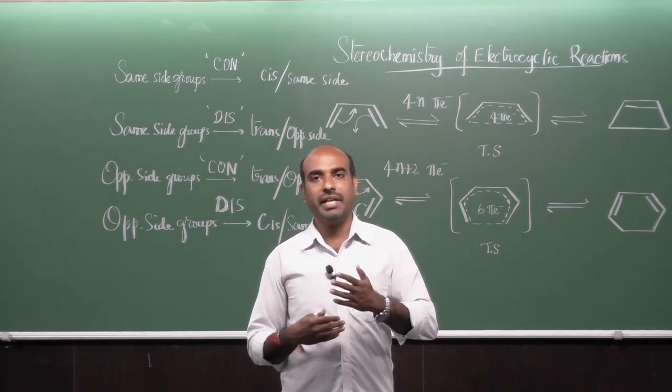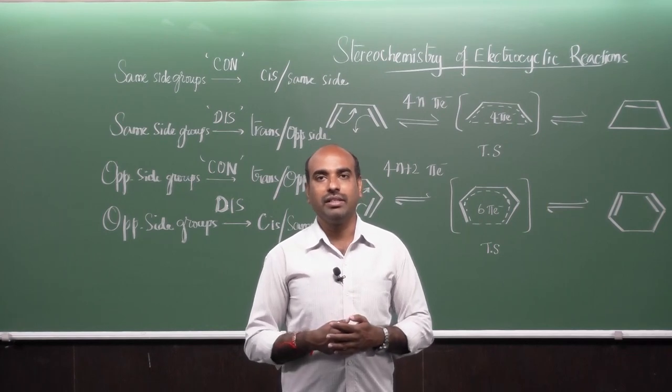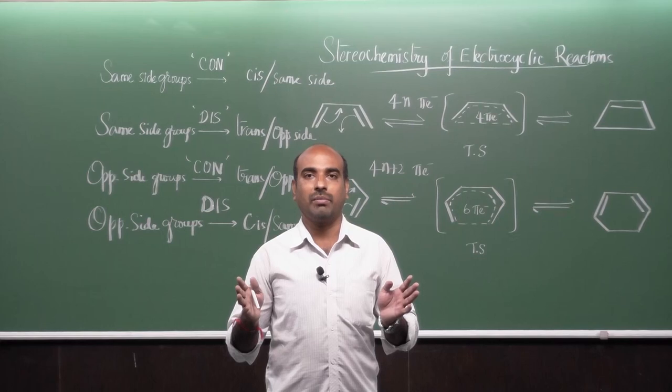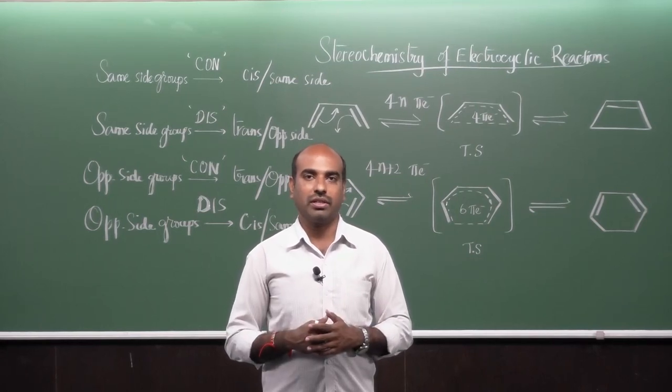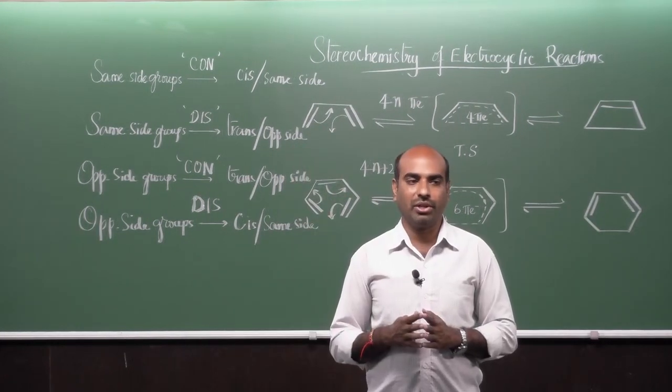We have seen the example for 4n electron system, the basic example, butadiene, cis-butadiene, and then hexatriene as well for the 4n plus 2 pi electron system, right? And then we tried to understand the stereochemistry involved if the groups on the terminal carbon atom are different with different modes of rotation, con mode and disc mode. Get deep into the understanding of stereochemistry.